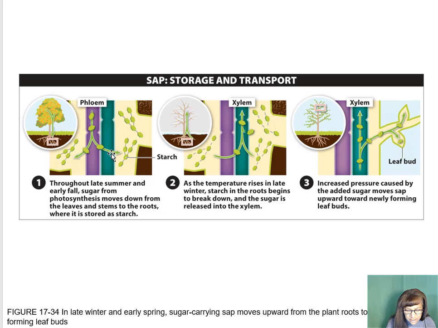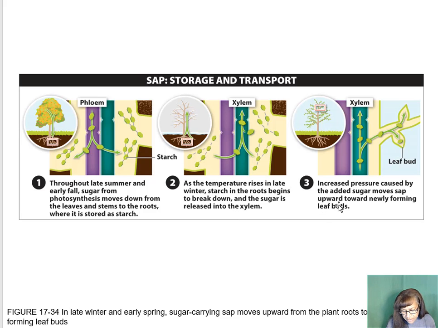So now we can see the xylem and the phloem at work. Okay, so just kind of follow the molecules here as to what's happening in the late summer and the early fall as our sugars are coming from photosynthesis and then moving down from the leaves and the stems to the roots, get stored as starch, and then as the temperature starts to rise in the late winter, starch in the roots begins to break down, and the sugar is released into the xylem.